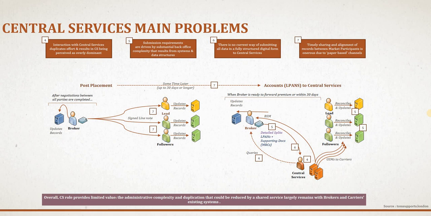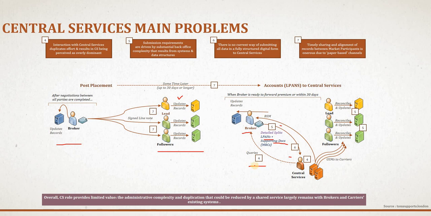Now this diagram represents the various inefficiencies in the existing system and how these 4 root causes are impacting the existing processes. So if you see over here, the broker has to prepare the information, the MRC for example, and then has to submit the MRC to the lead or to the carriers, and then the carrier has to update their system. And once the broker gets the information, he has to prepare the LPAN and supporting document, upload it into the IMR system, and then submit to the central services.